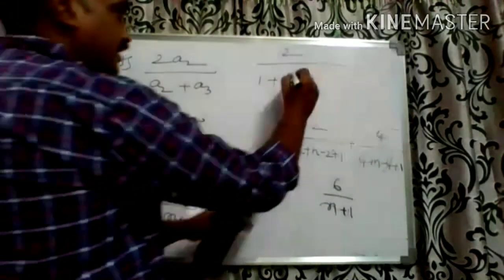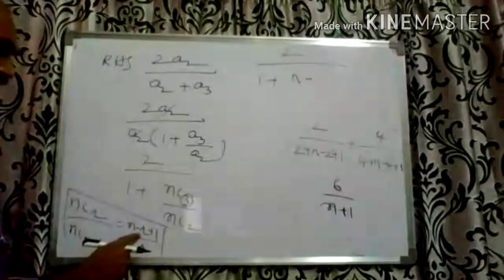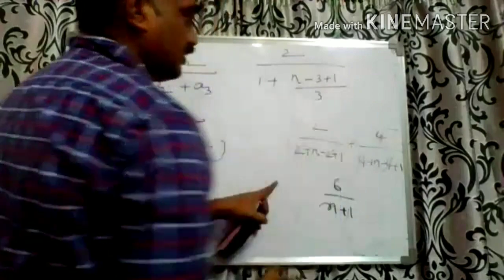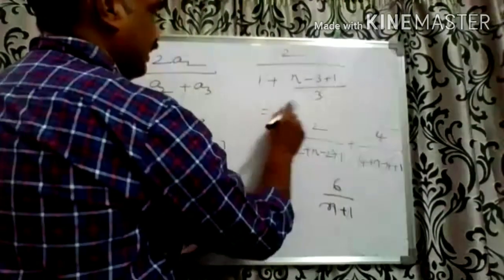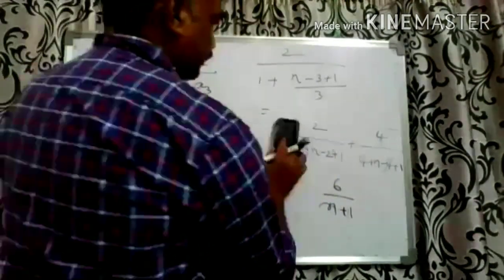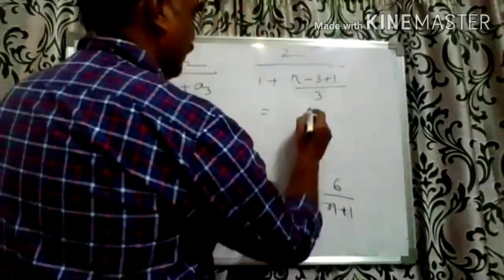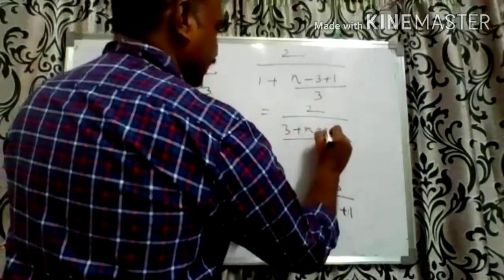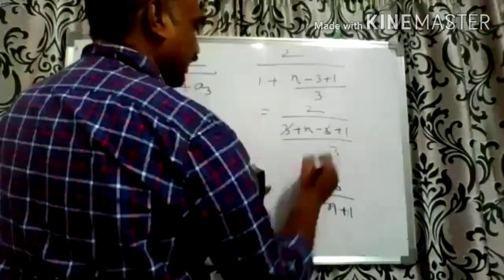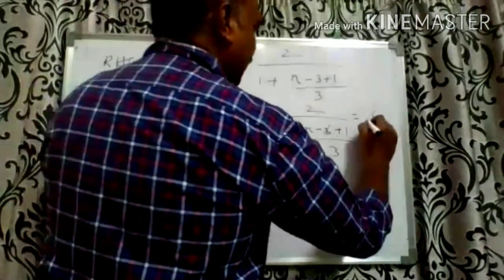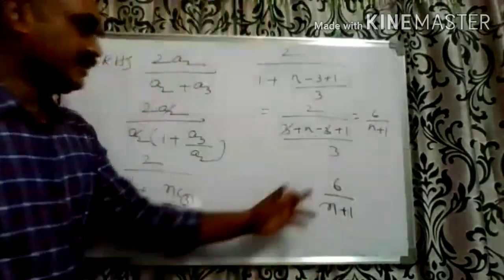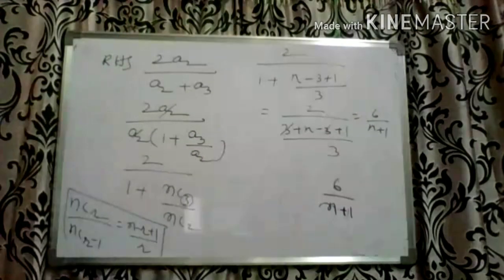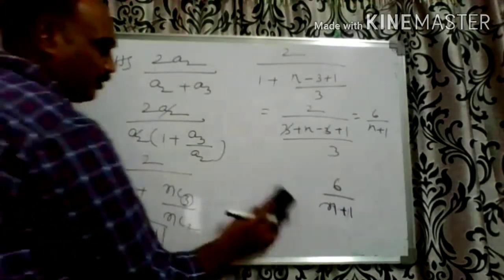Here R is equal to 3, N minus R plus 1 by R, N minus 3 plus 1 by 3. Here LCM is 3. 2 by LCM 3, 3 plus N minus 3 plus 1. Plus 3 minus 3 get cancelled. So 3 into 2, 6 by N plus 1. LHS 6 by N plus 1, RHS 6 by N plus 1. LHS is equal to RHS. Important problem.